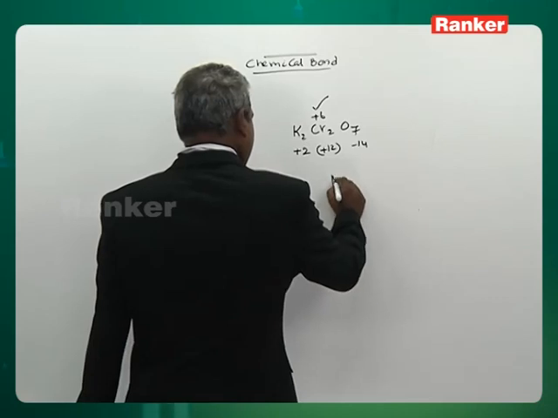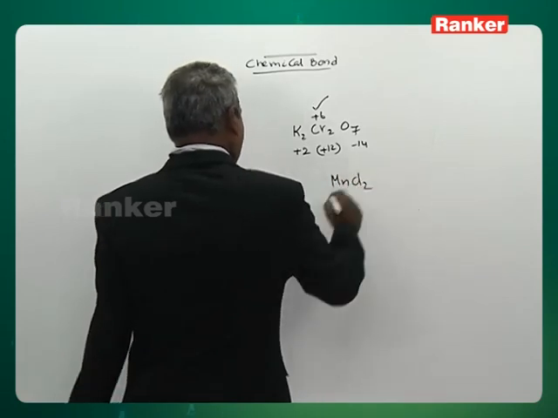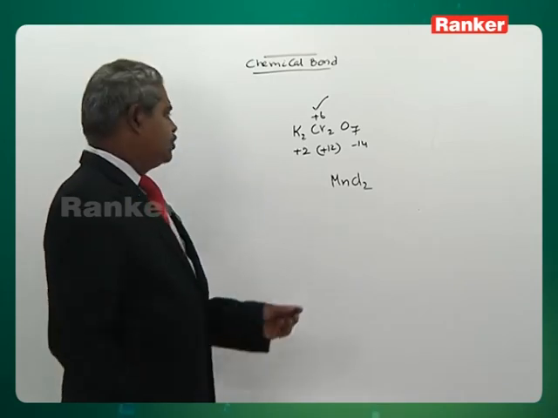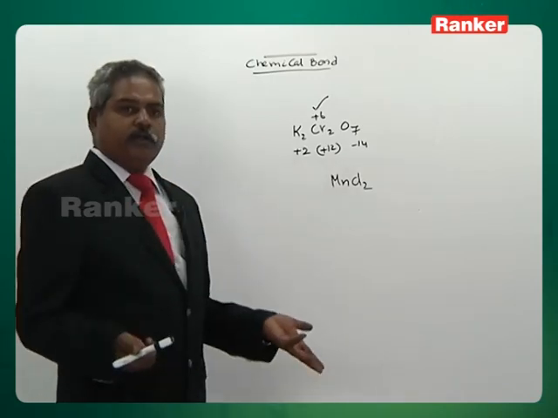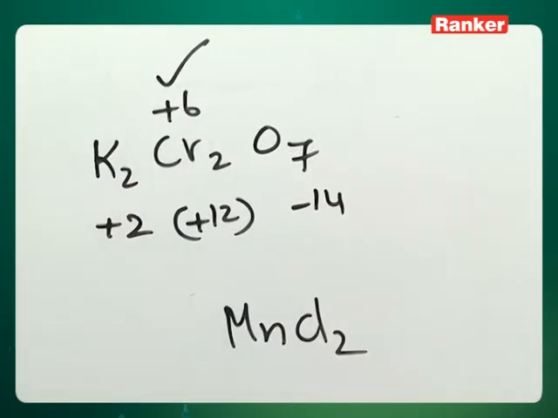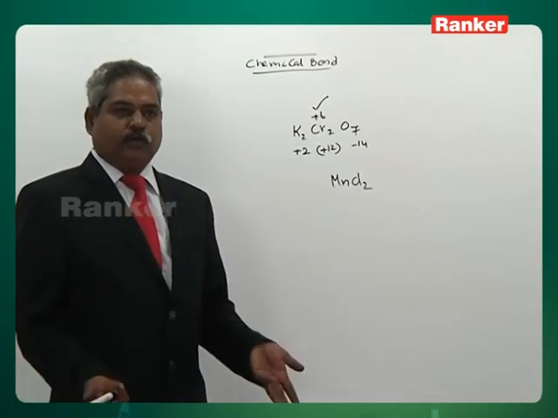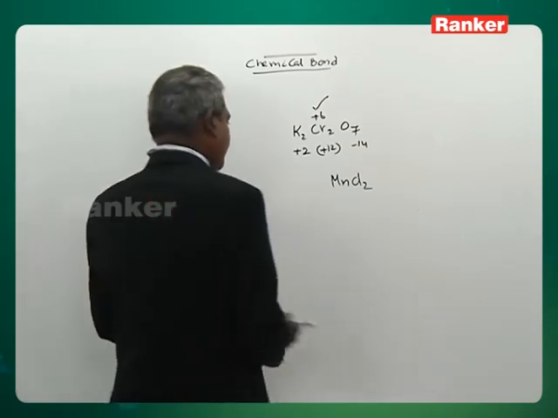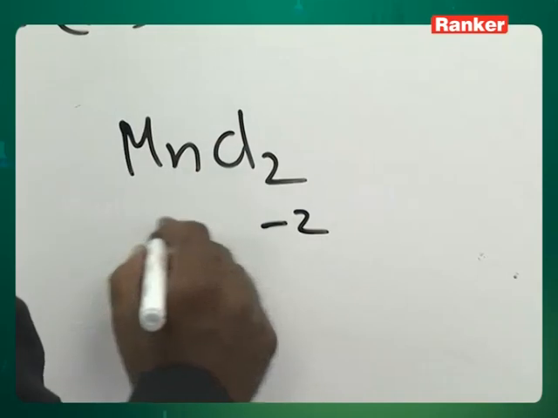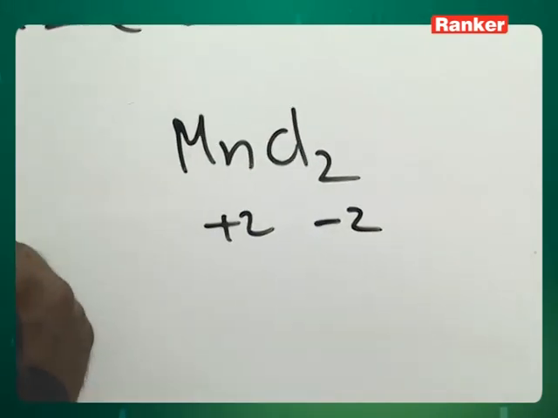And MnCl2: here you have neither oxygen nor a fixed one. So, what will you do? Use your common sense. Manganese is a metal, it can never be negative. Therefore, chlorine takes minus 1 only, it has only one minimum. Therefore, in MnCl2, 2 chlorines minus 2, manganese plus 2. Okay.